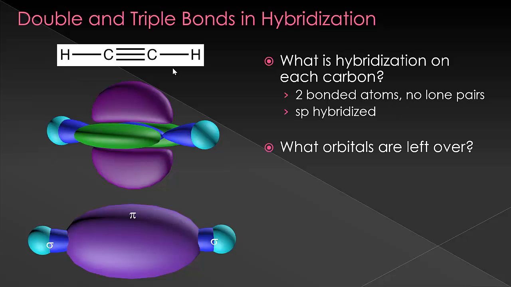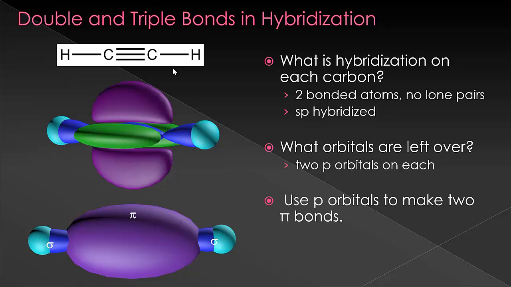Now, what orbitals are left over in that situation? If we've taken an s and we've taken a p and we've made them into sp hybridized orbitals, we have two more p orbitals that are left over. And again, this is going to be the same for each carbon because they're identical. So these two p orbitals are going to be used to make your pi bonds.